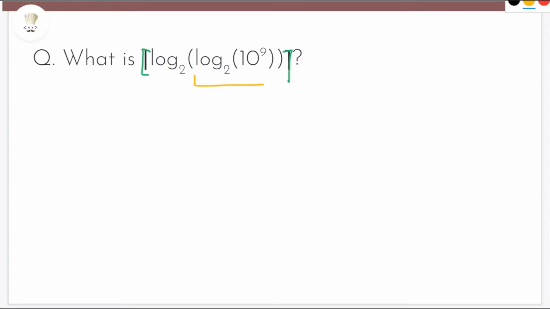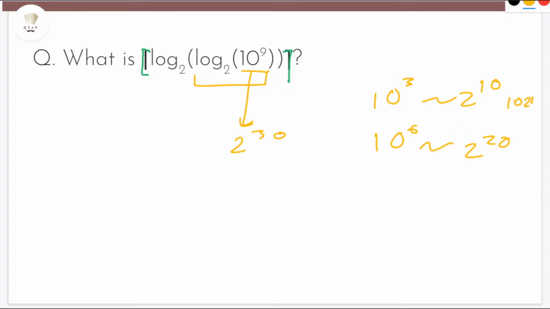You can just calculate log base 2 of 10 to the power 9. 10 to the power 9 is just less than 2 to the power 30. If you have been doing competitive programming for a lot of time, you kind of start to see, instead of 10 to the power 3, 2 to the power 10. Instead of 10 to the power 6, you see 2 to the power 20, because these are around the same value. This is 1024 and this is 1000, right? So 10 to the power 9 is just less than 2 to the power 30.